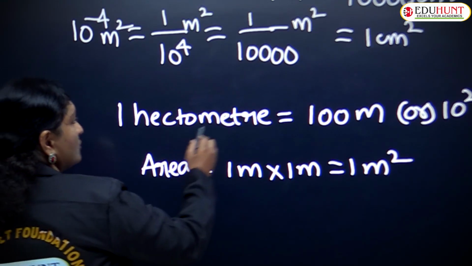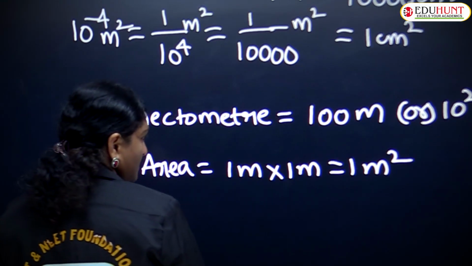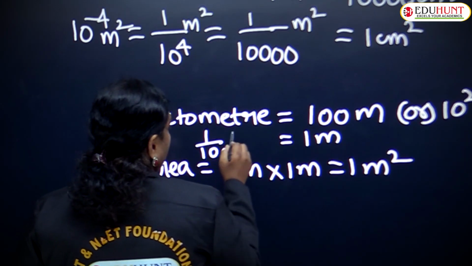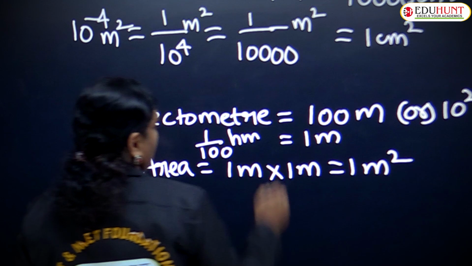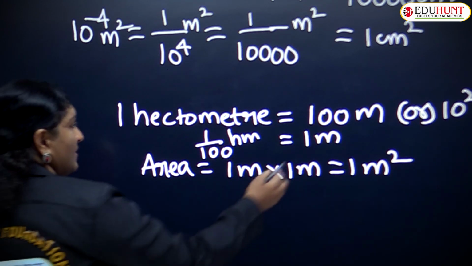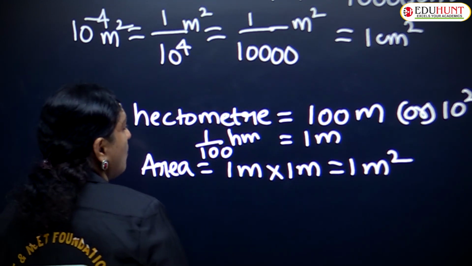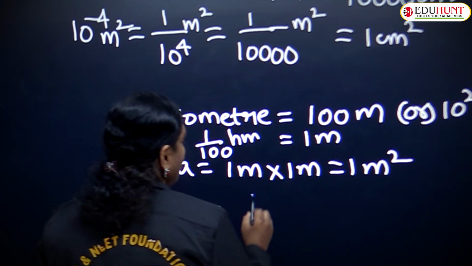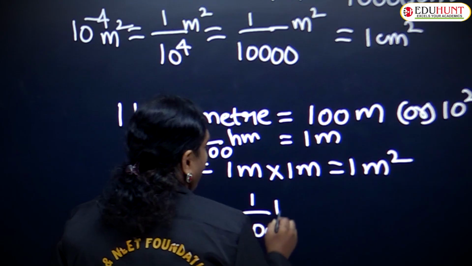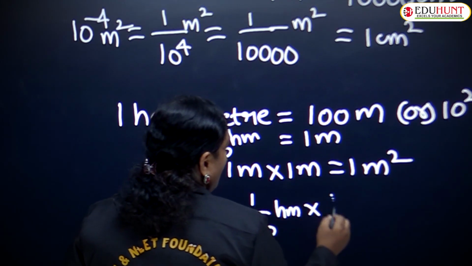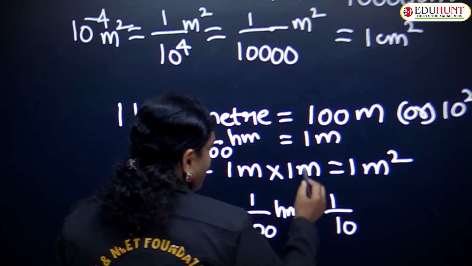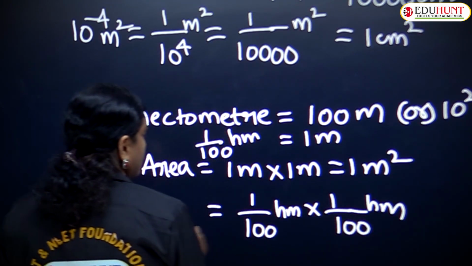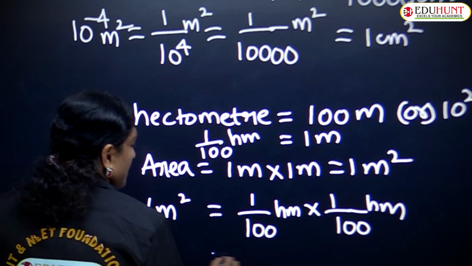Then if 1 hectometer equals 100 meters, then instead of 1 meter, I can write it as 1 by 100 hectometers. So every 1 meter can be replaced by 1 by 100 hectometers. Hence the value of area will become 1 by 100 hectometer into 1 by 100 hectometer, which is the value of 1 meter square.